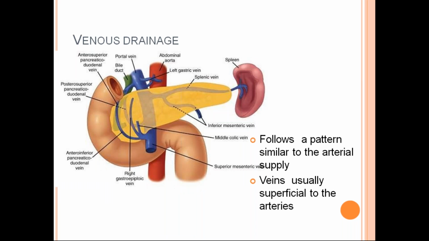Coming to venous drainage, the venous drainage follows the arteries. And you also know the most important structure, the portal vein, is related to the pancreas. See, this is the superior mesenteric vein and the splenic vein. These join to form the portal vein. Okay. And the inferior mesenteric vein drains into the splenic vein. And if you can see here, this is the antero-superior pancreatico-duodenal vein. This is the posterior-superior. This is antero-inferior. Posterior-inferior will also be present here. So these veins follow a similar pattern to the arterial supply. Usually anywhere in the body, the veins are superficial to arteries. So just remember these diagrams.